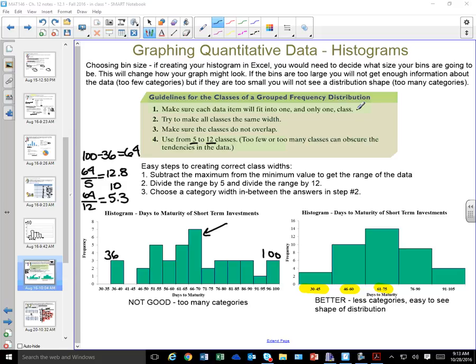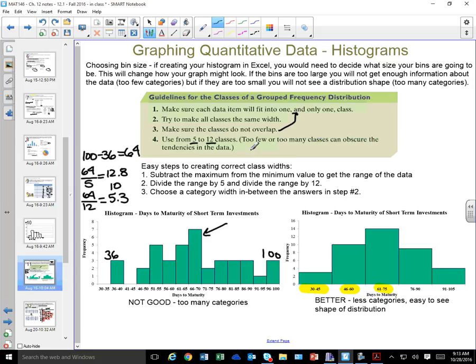Try to make all classes the same width. Of course you would do that, otherwise it wouldn't really make sense. If you have one group that's only 5 numbers and another group that's 20 numbers, that would be skewed, not an accurate representation of the data. Make sure the classes do not overlap, which really is pretty much the same thing as number 1.